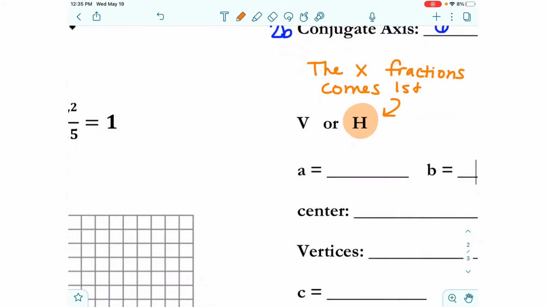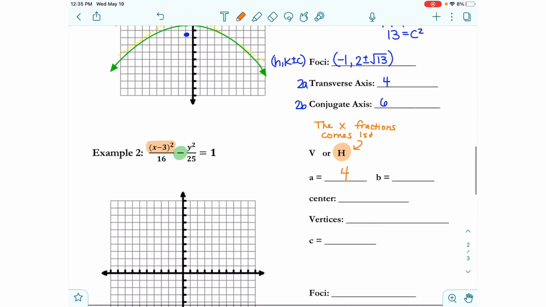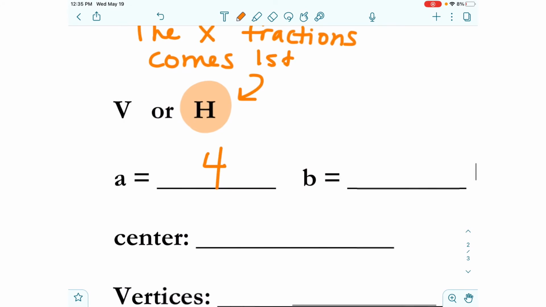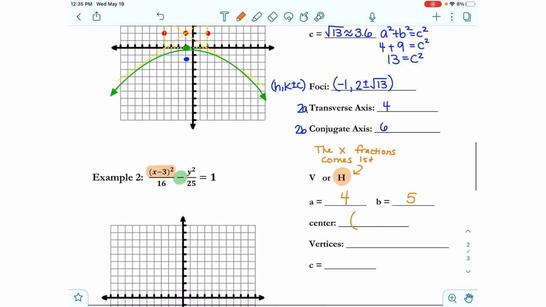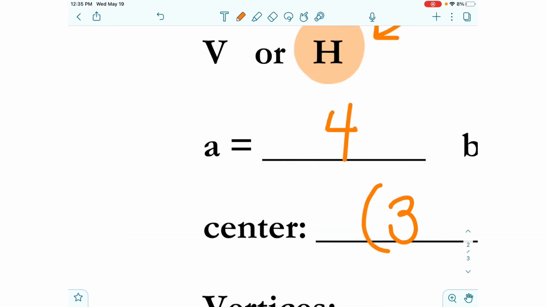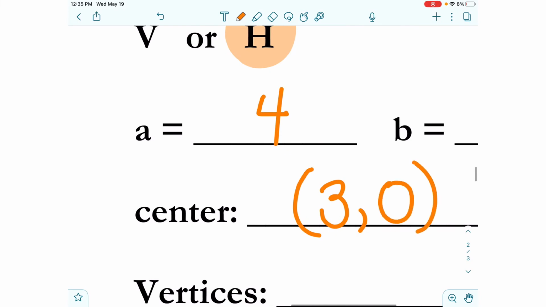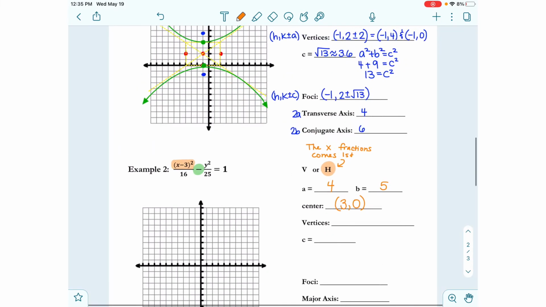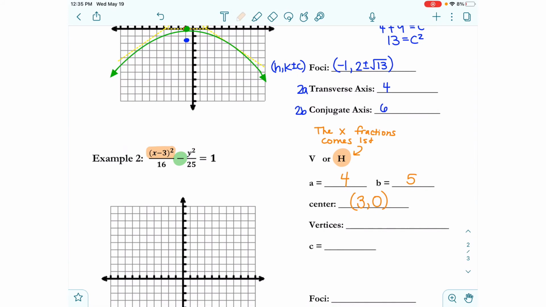Square root of 16 is 4. That's my A value. It's always the first one. Square root of 25 is 5. The center, the number with X is -3. I changed the sign to +3. There is no number with Y, so that's a 0. And at this point, I'm going to graph.